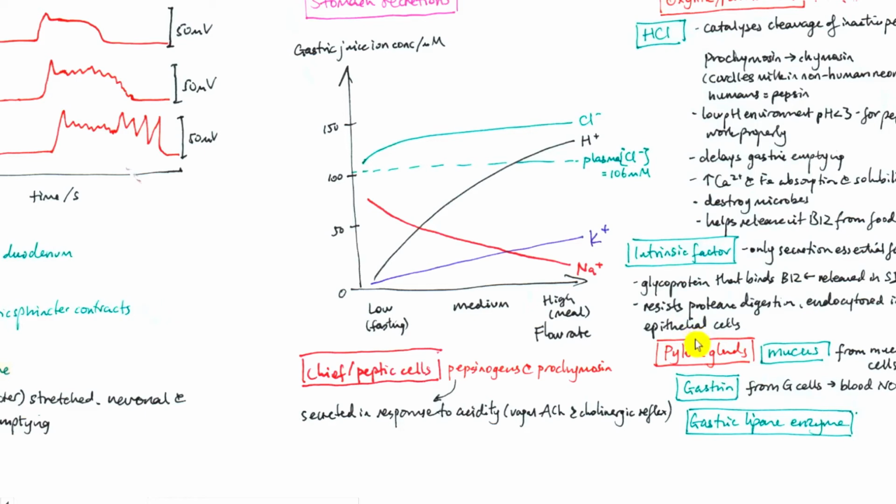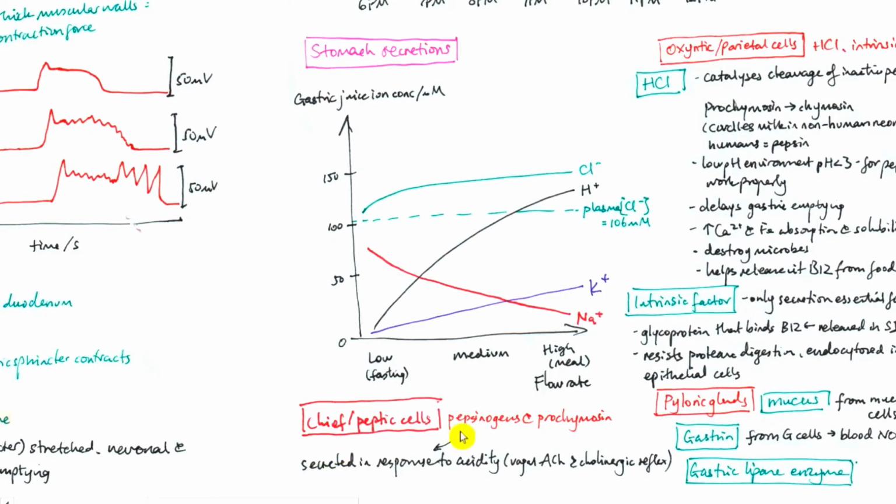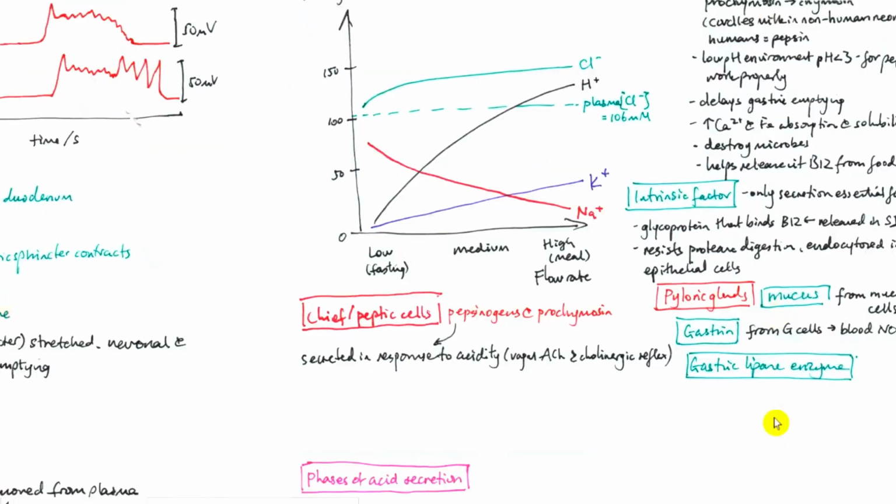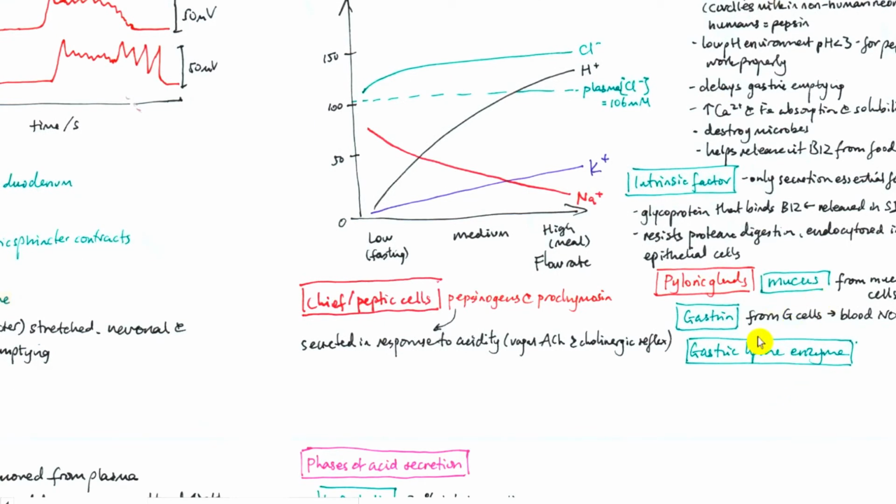The chief or peptic cells secrete pepsinogens and prochymosins, which are then broken down. Chief cells secrete these enzymes in response to acidity through the vagal acetylcholine and the cholinergic reflex. The pyloric glands in the pylorus secrete mucus from mucus-secreting cells, gastrin from G cells into the blood, not the lumen, and gastric lipase enzyme as well.